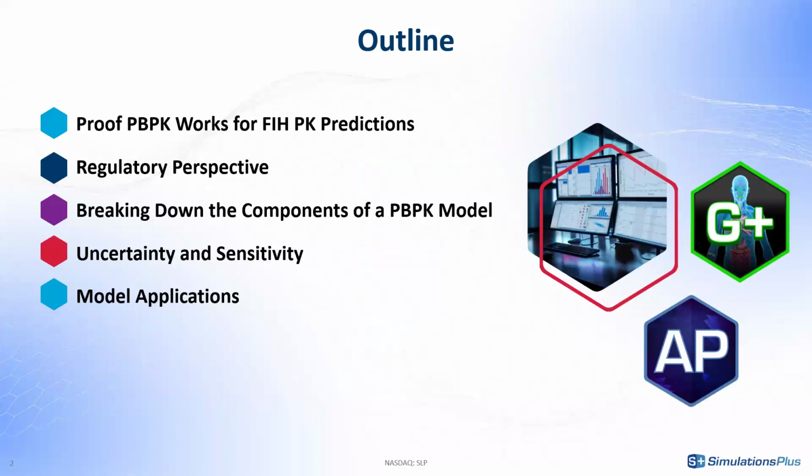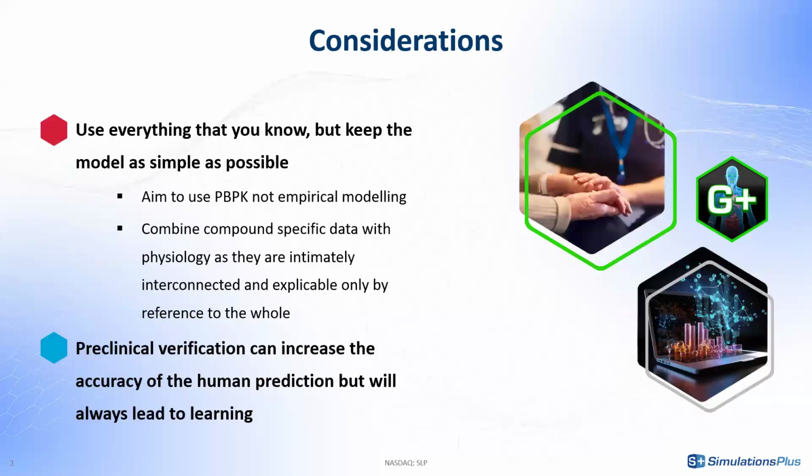Today I'm going to cover the following topics. We're going to start with a review of the literature, looking for some proof that PBPK works for first-in-human PK predictions. We'll then go on to consider the regulatory perspective before I break down the components of a PBPK model, including the uncertainty and sensitivity, and finally finish off with some model applications.